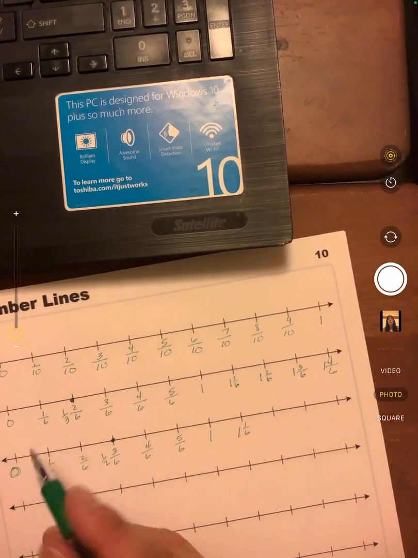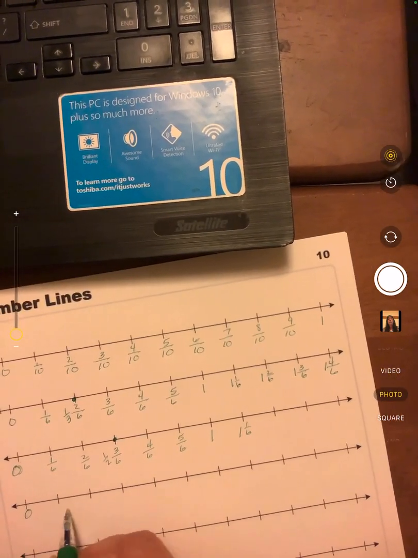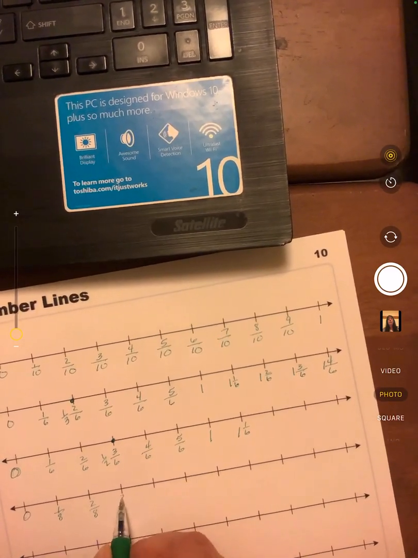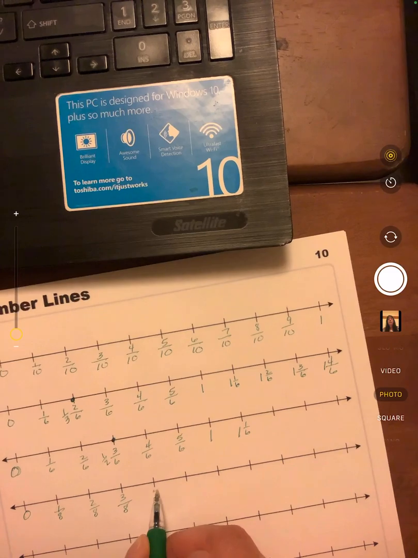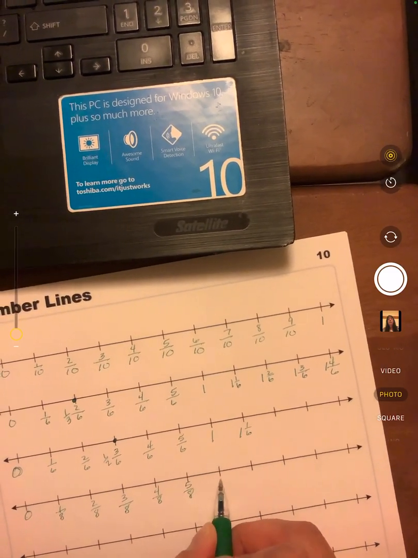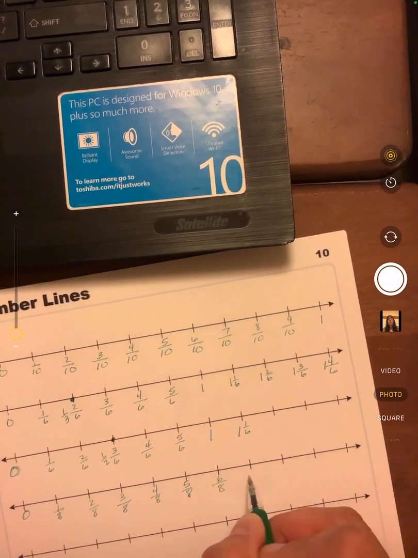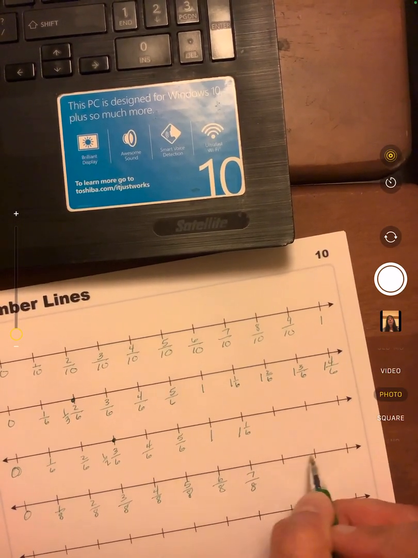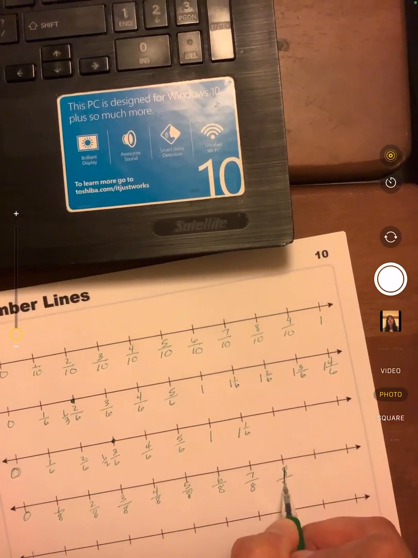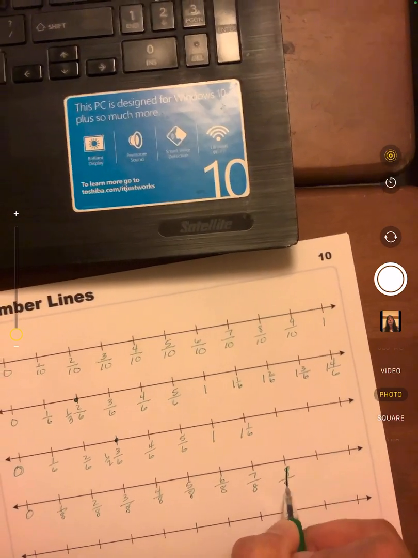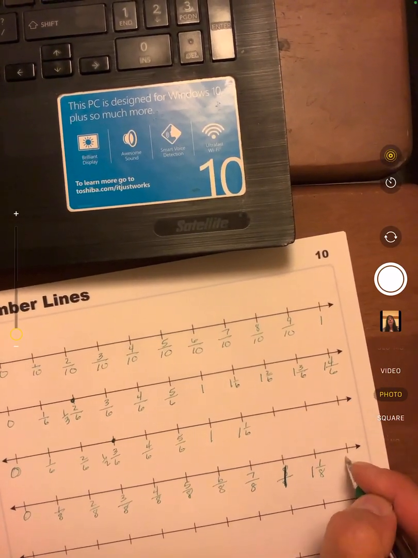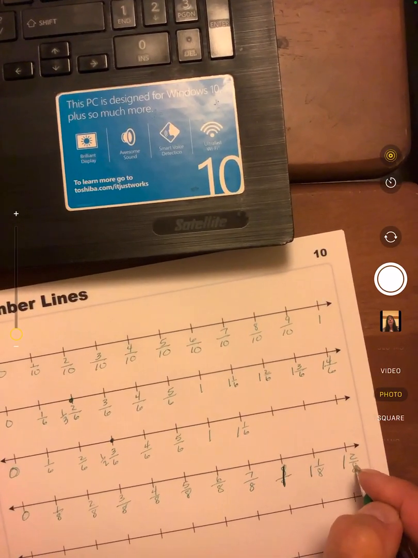Okay, eighths. So this would be 0, 1/8, 2/8, 3/8, 4/8, 5/8, 6/8, 7/8, 8/8. Whoops, that would be just number 1. And then this would be 1 1/8, 1 2/8.